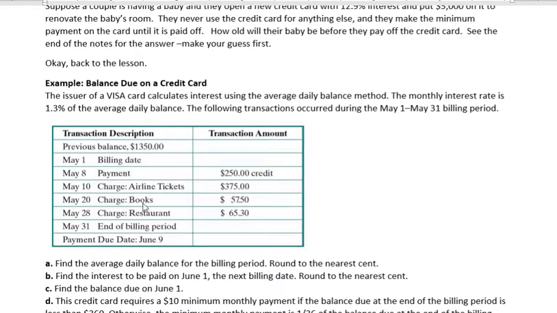So this is just talking about the transactions. This person had a previous balance on their card of $1,350. And then May 1st is the billing date. On May 8th, they made a payment of $250. That takes their debt down, right, because they're paying it. Then they charged airline tickets, books, and restaurants throughout the month, and the end of the billing period was the 31st. And they have to pay it. The payment due date is the 9th. Here they paid a day early, it looks like.